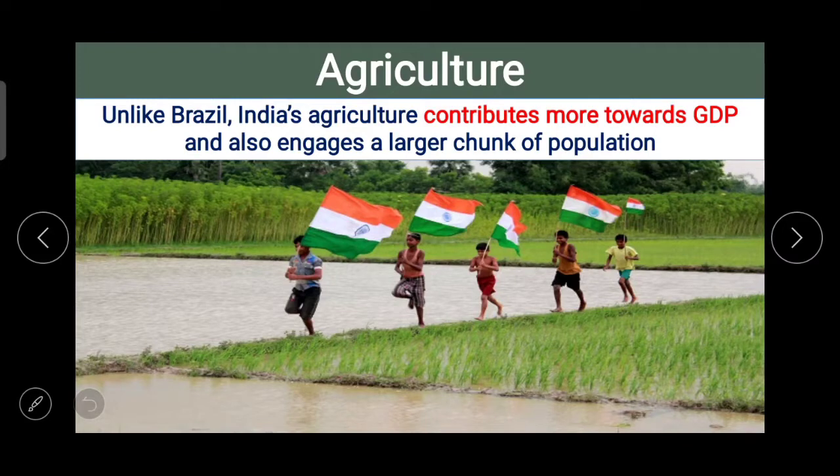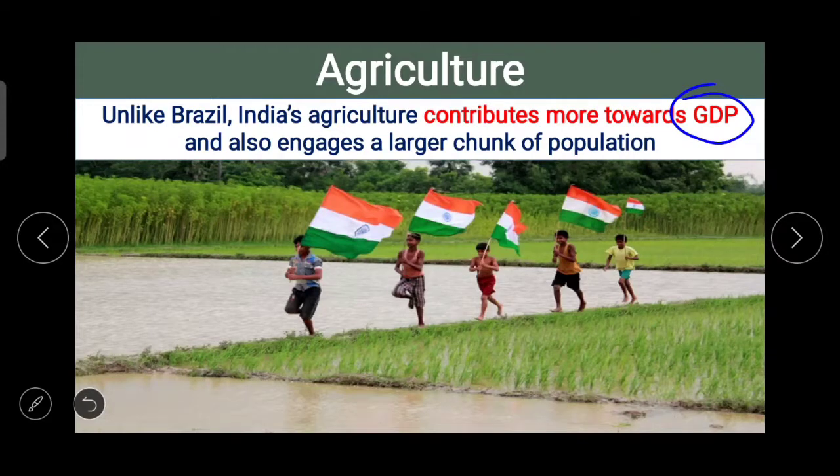So here in the first part, the things which we discussed about Brazil were the agriculture, fishing and mining. And now on the screen you can see the image of agriculture of India. Unlike Brazil, India's agriculture contributes more towards GDP and also engages a large chunk of population. You already learnt about the agriculture of India and how people are directly or indirectly engaged in agriculture.